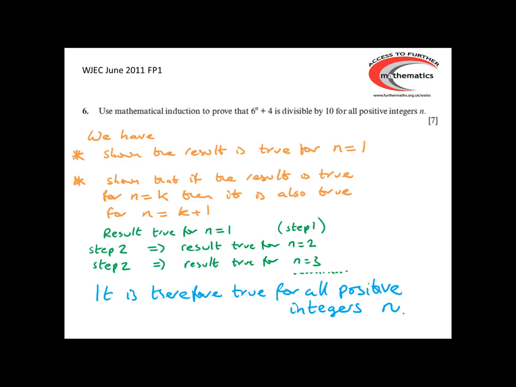So we've completed the proof by induction. Again, this question is worth 7 marks, 1 mark for doing step 1, 5 marks for the more awkward step 2, and then finally the final mark is assigned for linking step 1 and step 2 and ensuring that you and the examiner understand the proof is complete for all positive integers n.